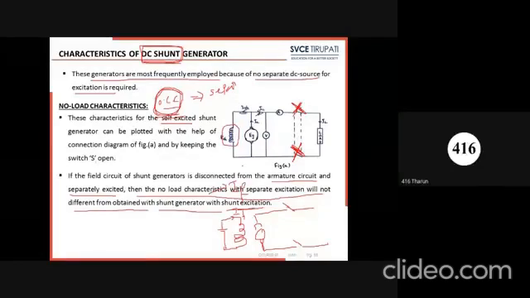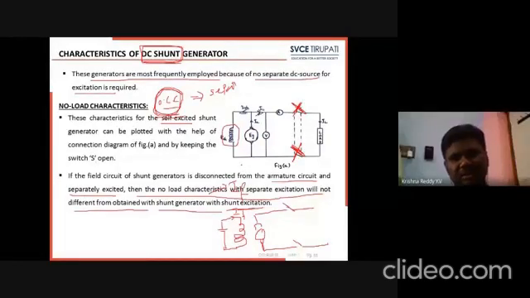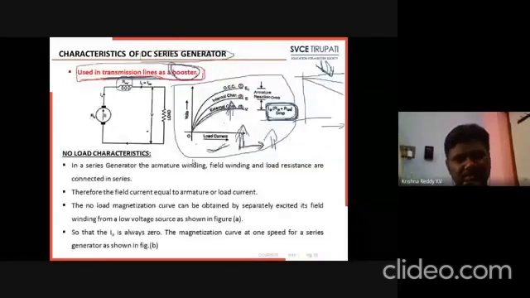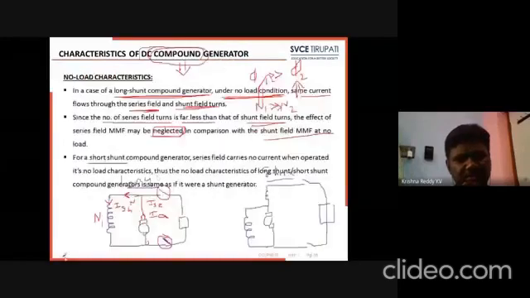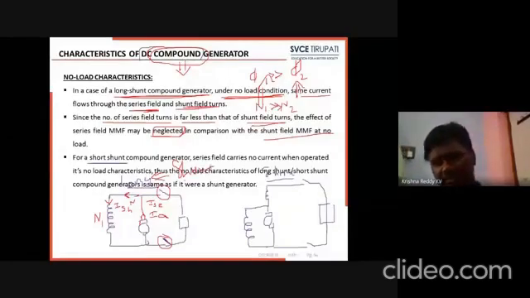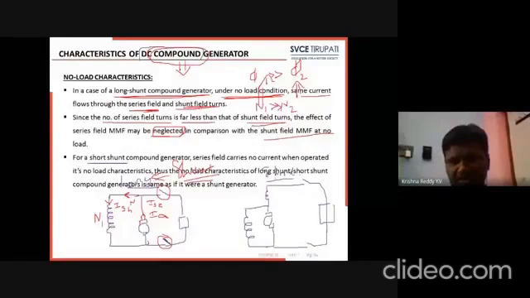Precision generators. When you are connecting the field winding across the armature, then it is a DC shunt generator. Here we are neglecting the series field MMF, meaning we are neglecting the series field winding. Then it is a long shunt generator, similar to the DC shunt generator.